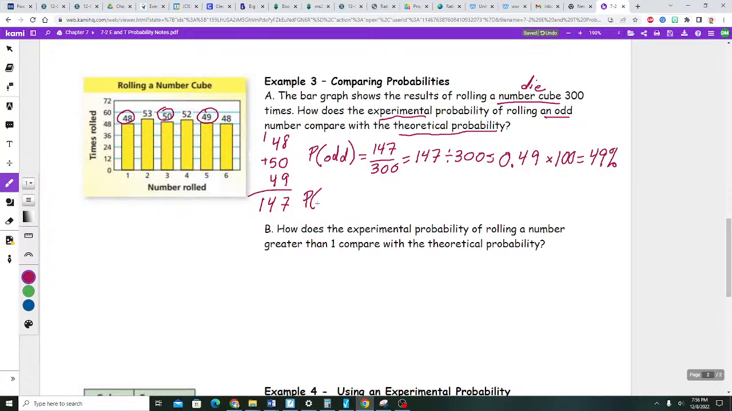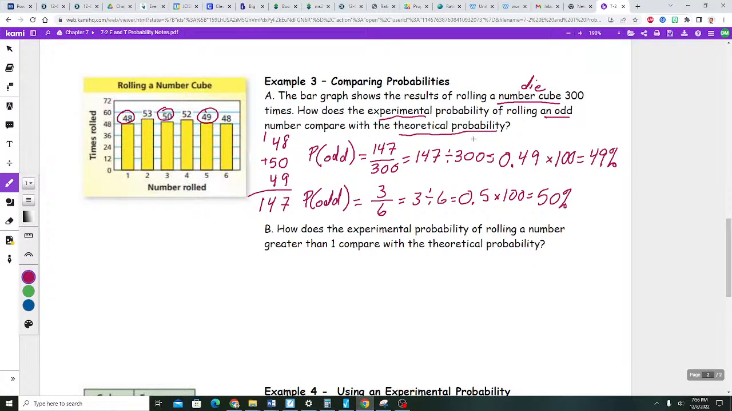Theoretically, if we think this through, on a die there are 6 outcomes. Out of those 6 outcomes, there are 3 that are odd. 3 divided by 6, you hopefully know, is 0.5, and so times 100 equals 50%.